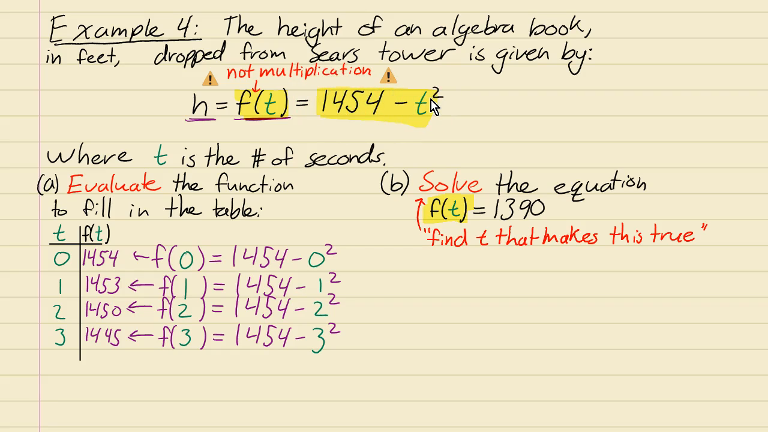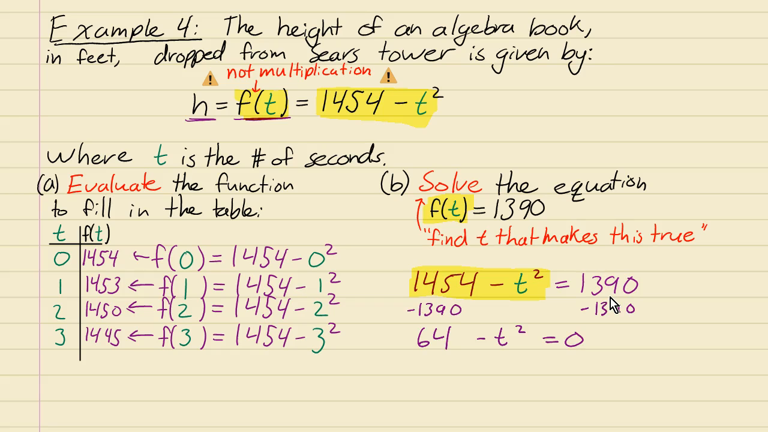So I could just write that 1454 minus t squared, that is f of t. So I'm just making a substitution, replacing the name of the function with its formula. And that's what we want to make equal to 1390. So we've got a quadratic equation to solve. You can subtract the 1390 from both sides, which gives you 64 minus t squared equals 0.